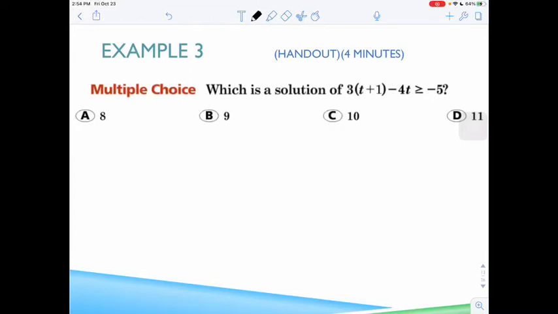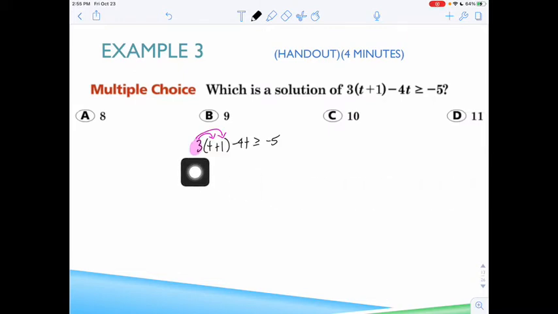Section 1.7, example 3 says, which is a solution of 3 times the quantity t plus 1 minus 4t is greater than or equal to negative 5. So we have A is 8, B is 9, C is 10, and D is 11. Our plan is just to write the original inequality and solve for t and see which one of these numbers will fit into our final inequality.